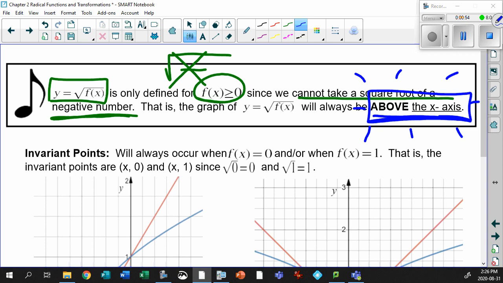Okay, so we also dealt with something called invariant points. Do you remember when the invariant points happened? Well, of course, it happened when f of x equals zero. Now remember, f of x is just a fancy way of saying y. So y equals zero. What does that mean? Well, that's the x-intercept. Yes. And the other invariant point was when f of x equals 1. So when you get into graphing these things, first find that x-intercept and then also find out where that graph equals 1.